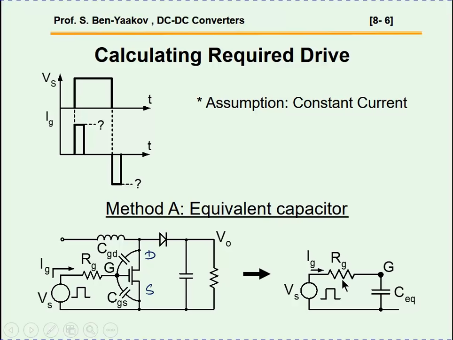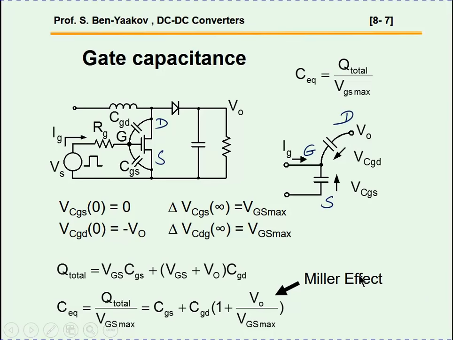The idea here is that we are going to replace this whole assembly with sort of an equivalent capacitor. It's not actually represented what is happening as the capacitors are being charged, etc., but this equivalent capacitor will represent the total amount of charge that you need to pump in order to get to the voltage of the gate that you wish. So it is serving as a means of calculating the amount of charge. So here's the way we are going to do it.